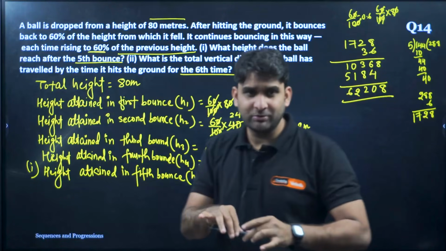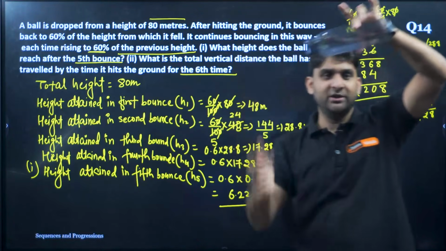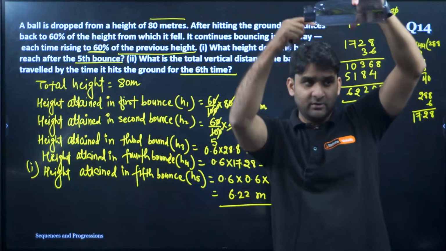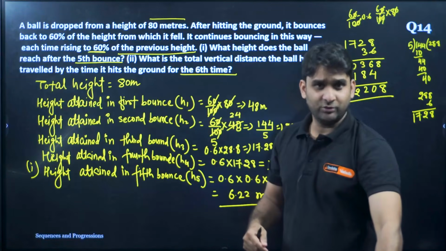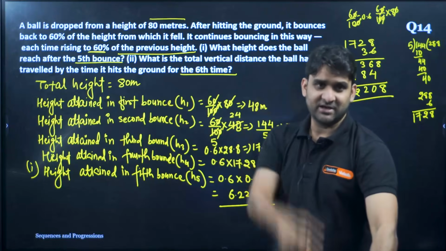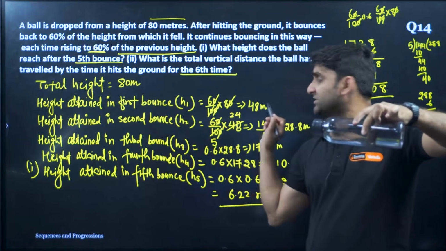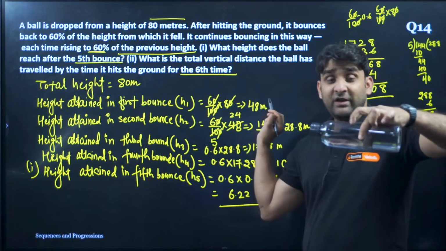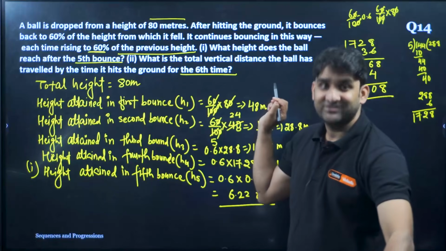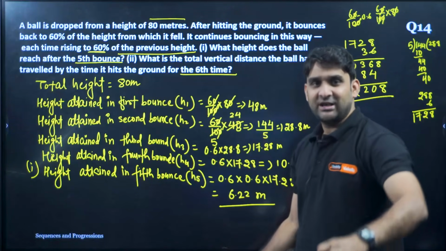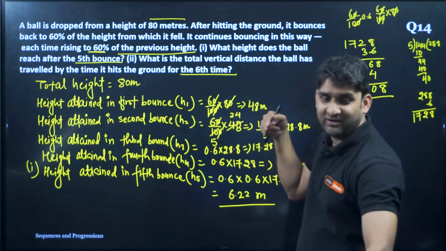Listen, let me show you by situation. For example, this bottle is a ball. And initially this bottle is at height 80 meter. So first this is going and it hits the ground. So 80 meter is distance covered. Now after the first bounce, this distance is 48 meter. But when this ball goes again to the ground, again it is traveling 48 meter for the second bounce. Now the second bounce is done, 28 meter. Now again the ball will go to the ground, so 28 meter again.